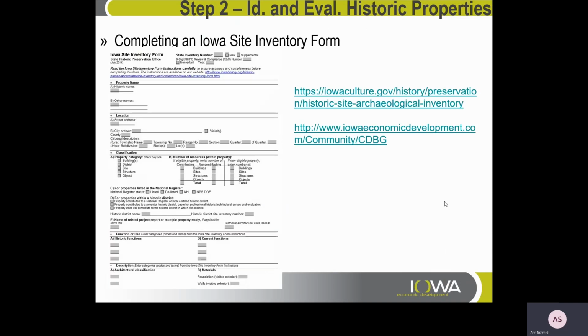As I said, here in Iowa, we use the Iowa Site Inventory form. There's some links here to make sure that you can access that. In Iowa, the State Historic Preservation Office is found in the Department of Cultural Affairs, and therefore they handle all of the documentation for the state's inventory.